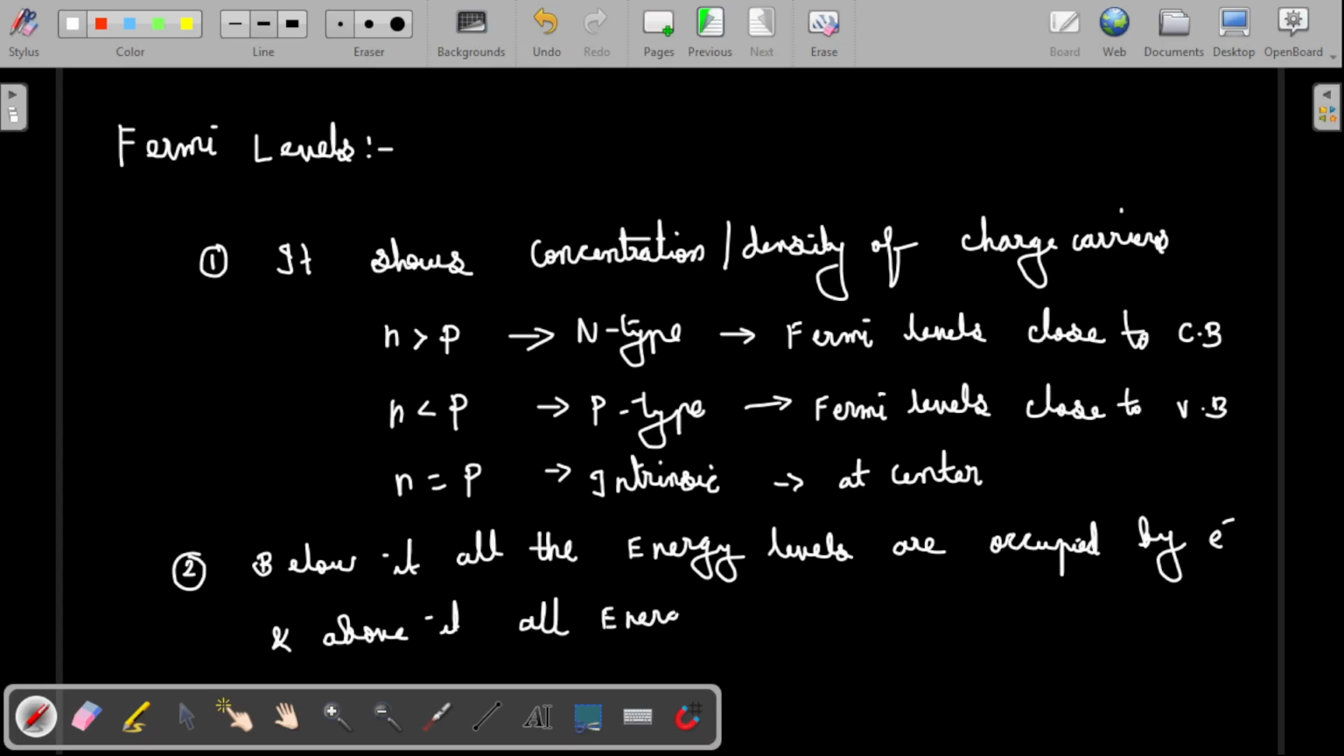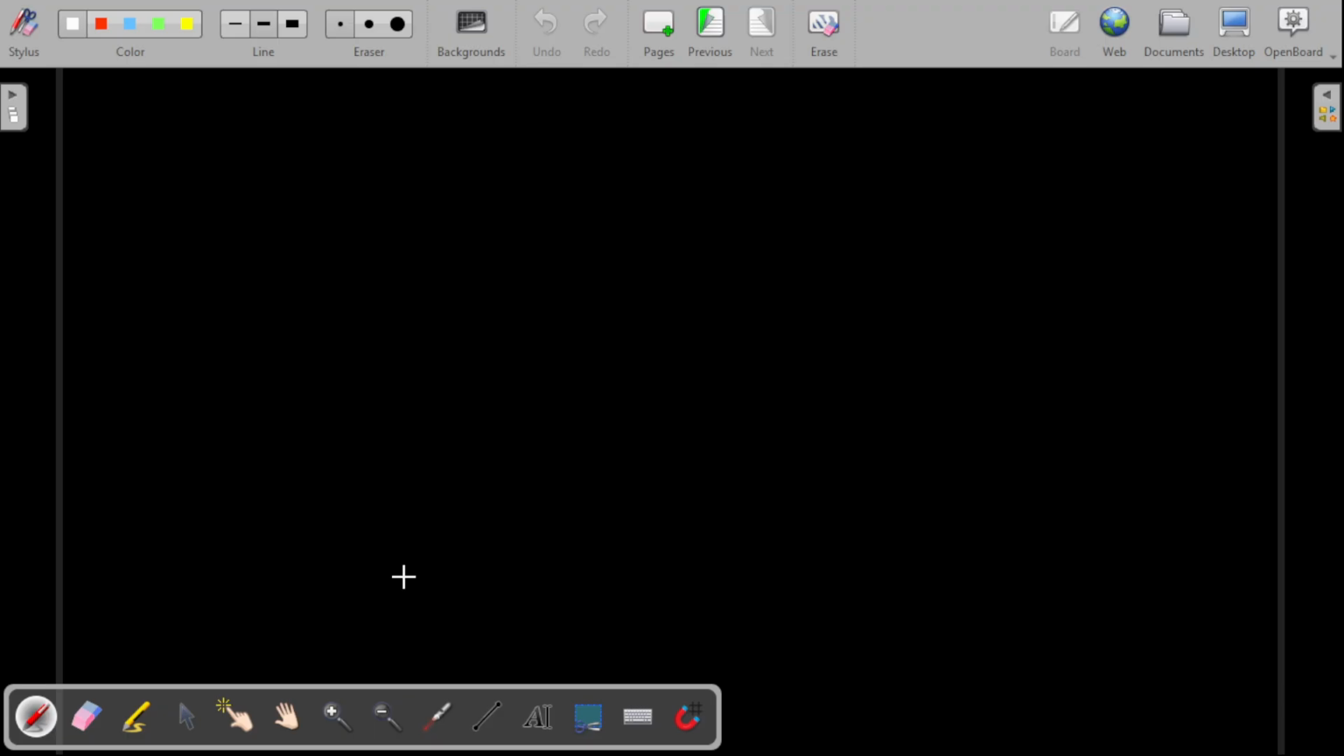All energy levels are empty. This condition is stated only at 0 Kelvin, because after that the behavior will change. So there we are keeping the representation constant at 0 Kelvin. Let's understand it more clearly, so let me draw a diagram.